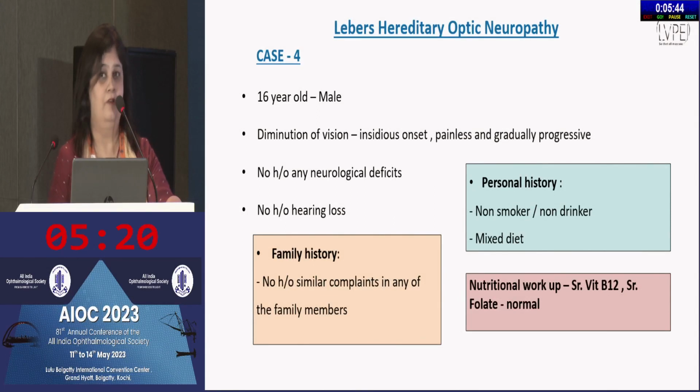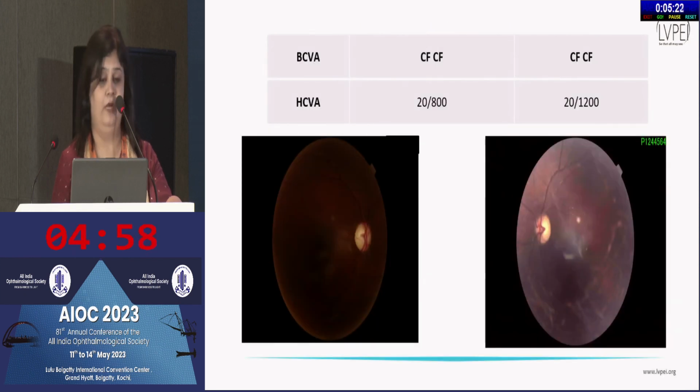Next, we come to a case of Leber's hereditary optic neuropathy. So this was a young male who was 16 years old who came with an insidious onset of diminution of vision, and it was painless and progressive. He had no contributory family history. He was a non-smoker, non-drinker with a mixed diet, and his nutritional workup was normal for vitamin B12 and serum folate.